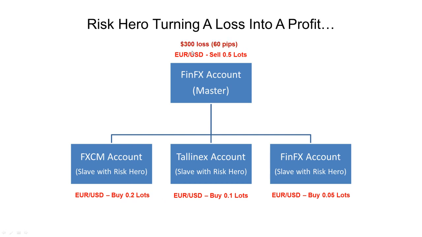And of course, if the master takes a loss, in this case, let's say $300, which is 60 pips, then you're of course going to make money on each of your slave accounts. I've subtracted the spread because when you go the other direction, you do have to pay the spreads. So anyways, that's still a $116 gain here, a $58 gain here, and a $29 gain here.